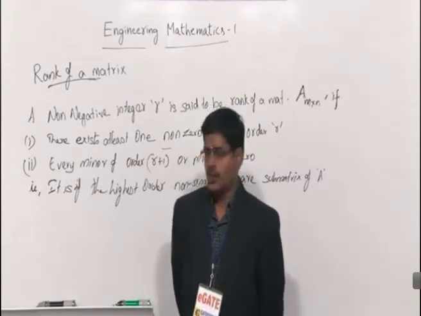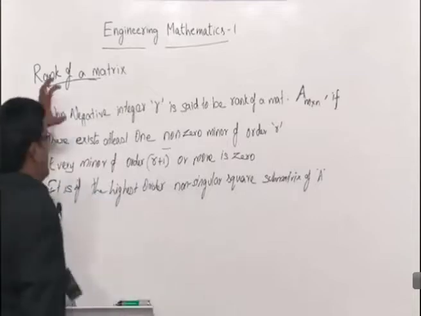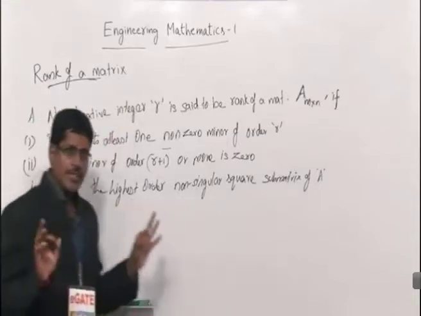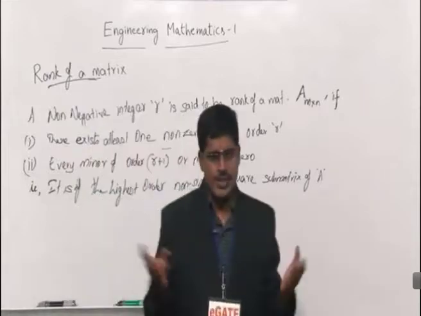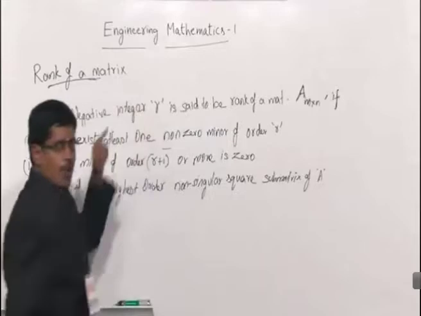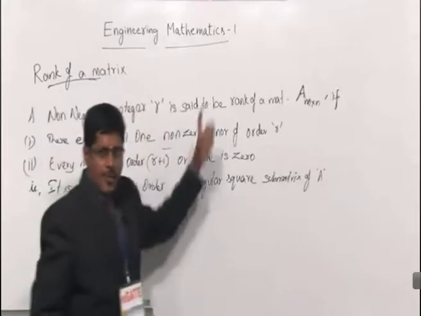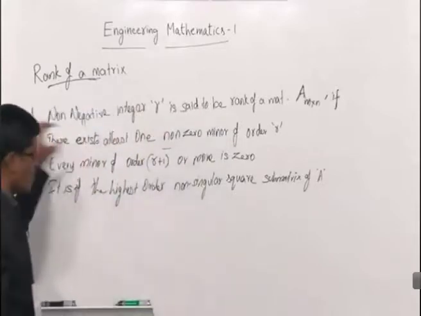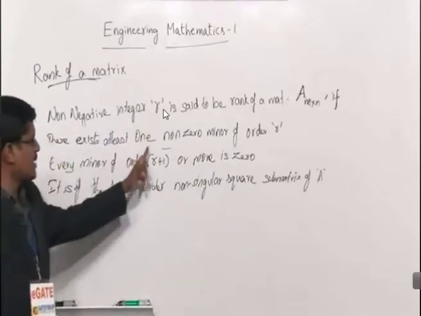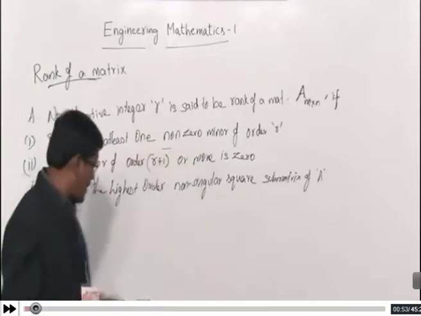Okay, so this is the definition I have given. Now I am going to explain. A non-negative integer means other than a negative integer, that is 0, 1, 2, 3, and so on. That is denoted by small r. That number is called the rank of the matrix if these two conditions are satisfied. What is the first condition? There exists at least one non-zero minor.